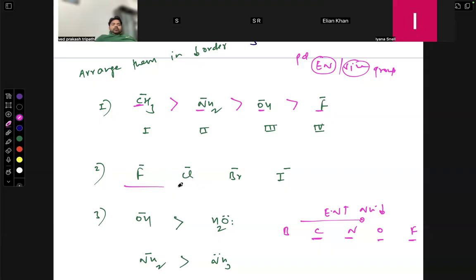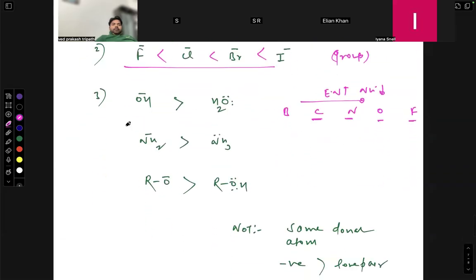What about the second one? This is in group. In group means size. So bigger the size, stronger the nucleophile. So it should be like this. Clear? We have done this already.